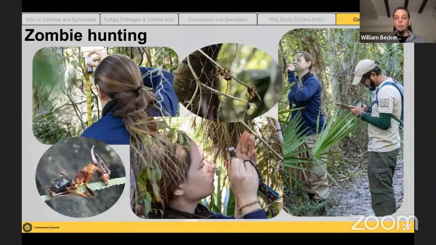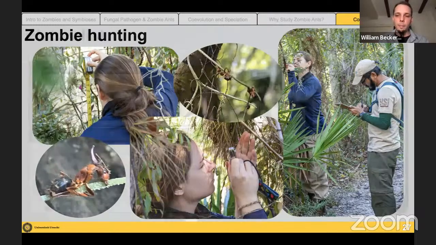Okay, so this is kind of where you come in. Just like us, we go out and we look for zombie ants in subtropical areas, and we note things like how high they were, what the temperature was that day, what was the humidity level, and we log all of this information to help us understand better the natural environment of these zombie fungi.